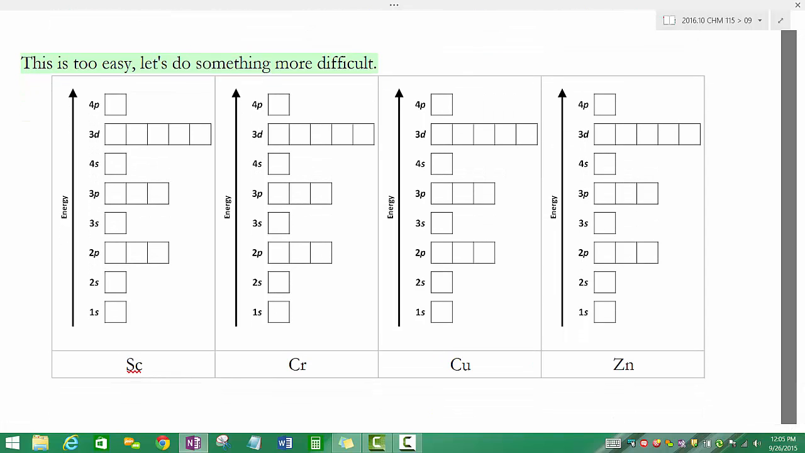Now, some of you have seen this before in high school, and this seems pretty elementary. Well, let's go ahead and take a look at a few here that are not simple. Just as always, we start off with the number of electrons. We're going to go ahead and put them in. And for scandium, that seemed pretty easy. Let's take a look at chromium.